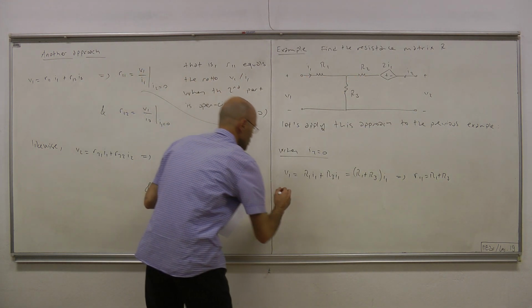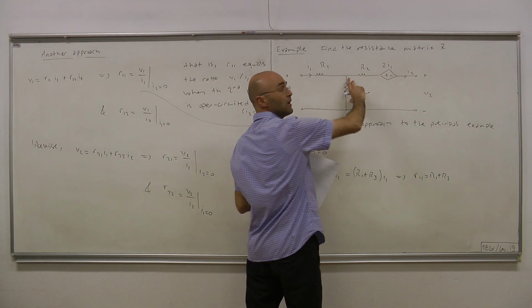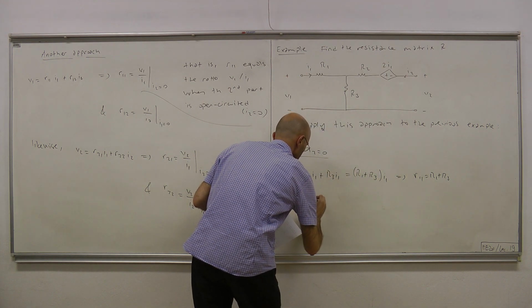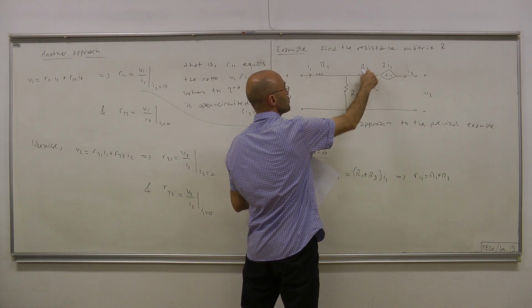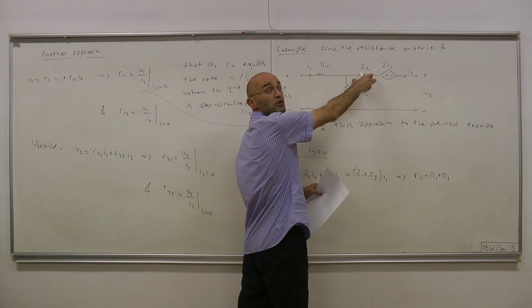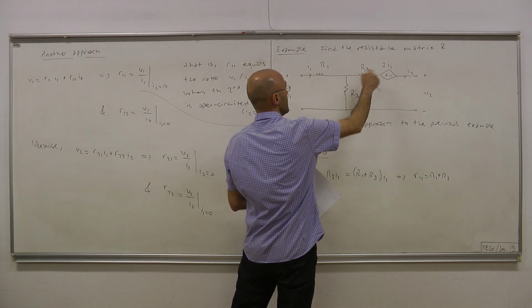Okay. And then how about V2? V2 is this voltage plus this voltage plus this voltage plus minus. Now this voltage is minus 2I1. This voltage is R2 times I2, but I2 equals 0. Therefore, there's no voltage drop across the terminals of R2, meaning that that's 0.